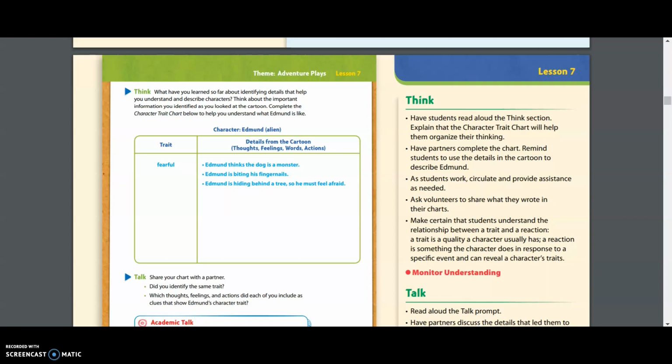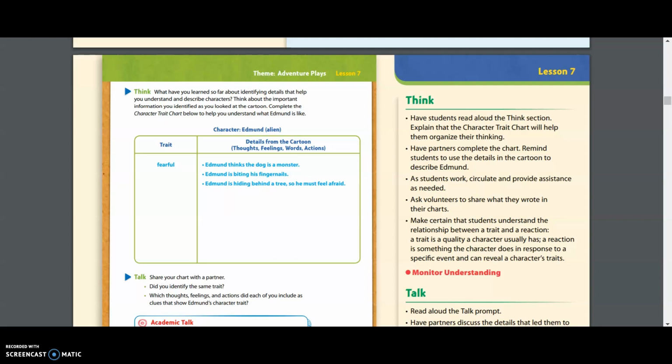We then looked for details from the cartoons to prove what his thoughts, feelings, words, and actions showed about Edmund. We listed that Edmund thought that the dog was a monster. We saw that from the different thought bubbles that were on the page. We then saw from his actual character that he was biting his fingernails, and that was something else that proved to us that Edmund was fearful. As we continued to look at the picture, we saw that Edmund was physically hiding behind a tree. So that proved to us that he also was afraid.